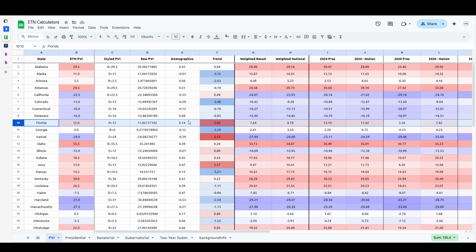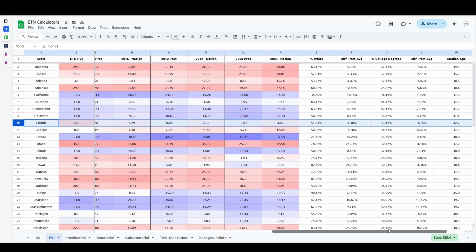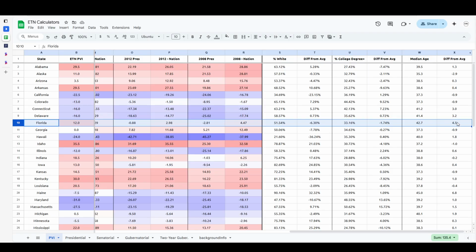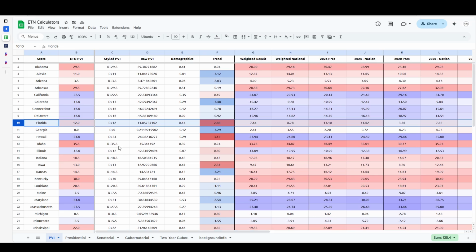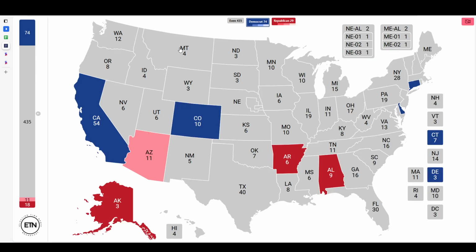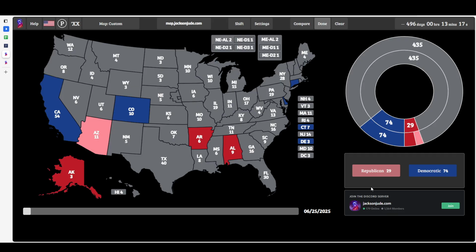The demographics, that's going to be an older population there, 4.5 years older than the median age of the nation, slightly less educated, interestingly more diverse, but that's also dropping as well, especially the Cuban Hispanic population that is in Florida. Miami-Dade flipped, for example. It's a great sign of that. So Florida is now R plus 12 on this map. That is now a safe red state.